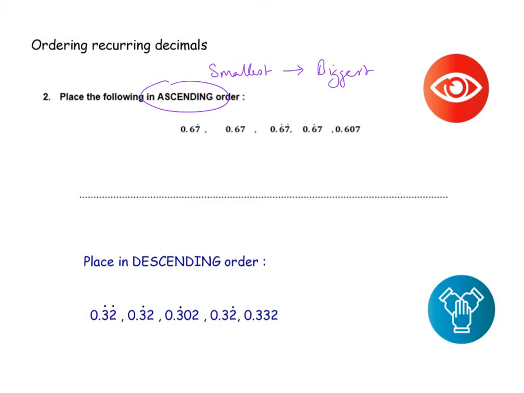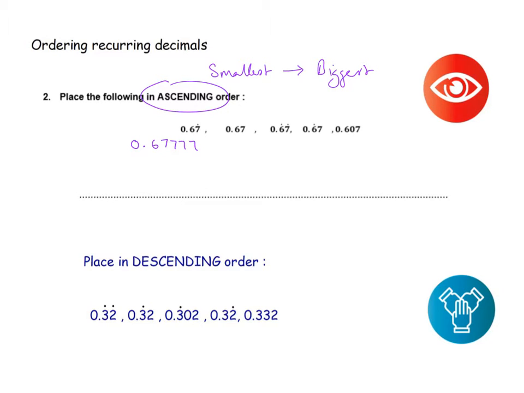So the question is talking about ascending order, so I'm going from smallest to biggest. What I'm going to do to start with is write out the decimal so I can see how many recurring digits there are and which numbers are recurring, so I get a better idea. Now I'm going to go to 5 decimal places so I get an idea for all of them about place value.